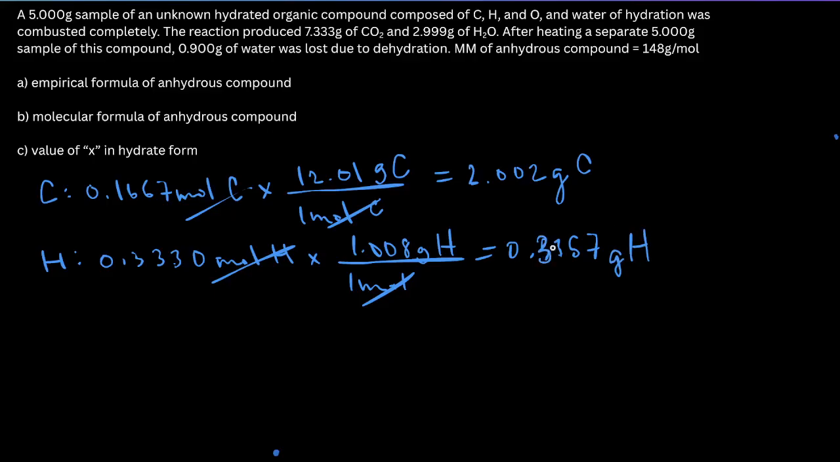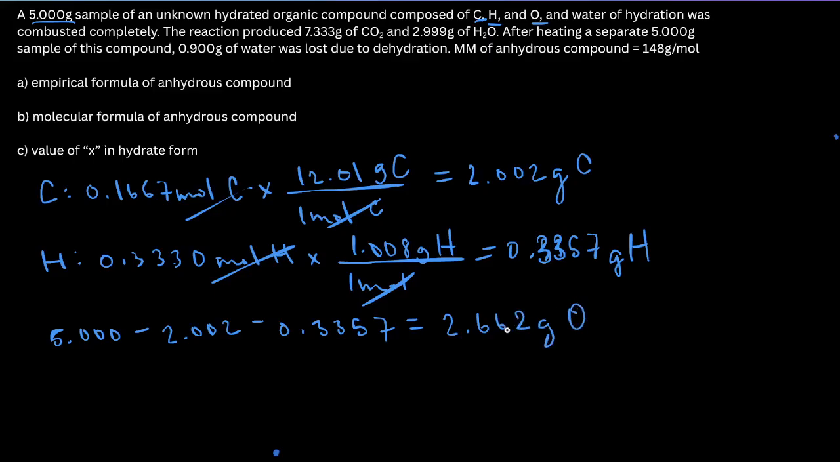So, what do we do now? Well, going back to the problem, we see that our sample is a 5-gram sample that's composed of carbon, hydrogen, and oxygen. So, if we take that total mass of 5, and from it subtract our mass of carbon and our mass of hydrogen, well, that should just give us our mass of oxygen, right? This 2.662 grams of oxygen, right? Well, actually, no. That is a very common mistake.